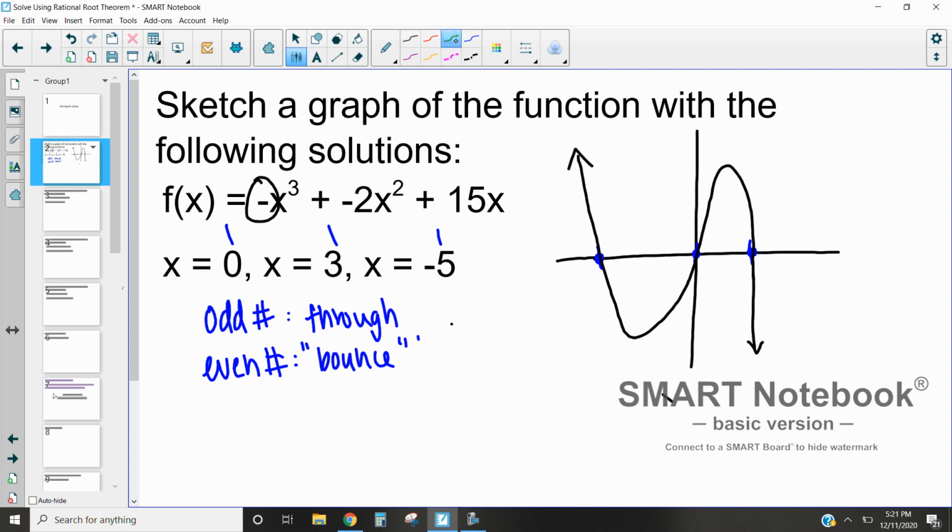And this makes sense because we have three kind of changes: down, up, down, so we know that it's going to be a cubic function. So that's a way that we can graph those.